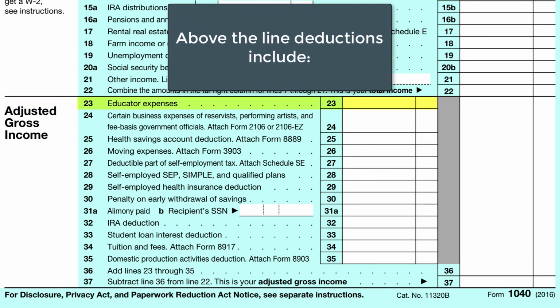Above-the-line deductions include expenses incurred by educators in the course of their teaching activities, contributions to qualifying health savings accounts, certain job-related moving expenses, the employer's half of payroll taxes paid by a self-employed taxpayer, contributions made to SEP IRA accounts, and certain similar retirement accounts for self-employed people, contributions made to certain other qualified retirement accounts, interest paid on student loans, and certain qualifying educational expenses, including tuition and fees, within certain limits.